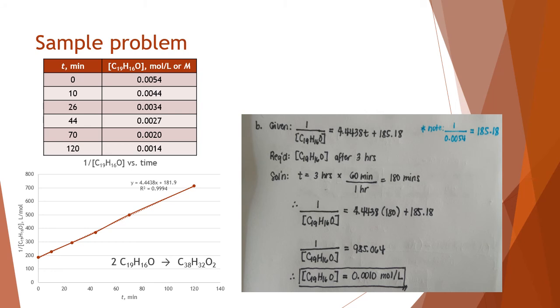Now that we know the integrated rate law equation, we can now compute for the concentration of the monomer after 3 hours. First we convert the unit so that it is the same as that in the tabulated data we used to find the equation, then we simply substitute the value.